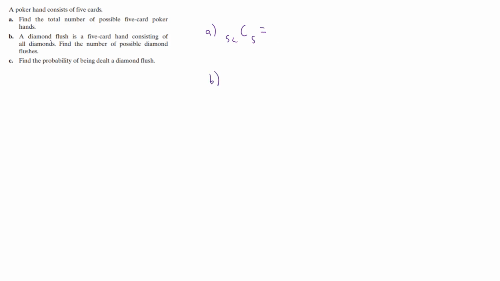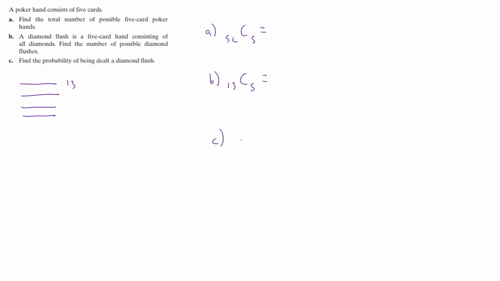Part B, a diamond flush is a 5-card hand consisting of all diamonds. Find the number of possible diamond flushes. Well, how many diamond cards are there? Remember, there's 4 suits, each suit has 13 cards, and so there's going to be 13 diamonds. So we have 13, and we're choosing 5 of those. That's going to be our numerator. This is going to be our denominator. That's going to be our numerator.